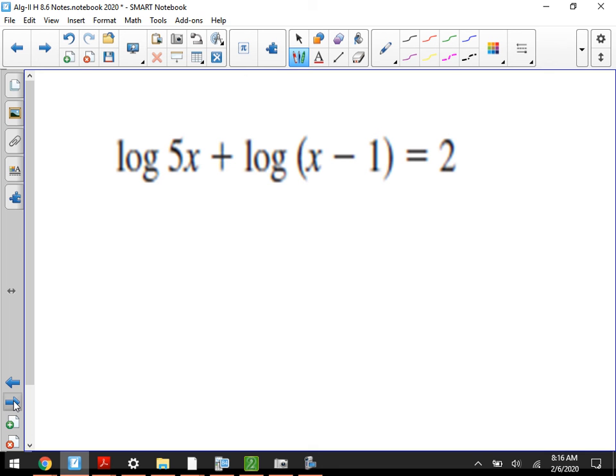Now what do you gotta do? Yeah, okay. You can't add those because they don't have the same base. In this case here, you have to condense prior to doing anything.